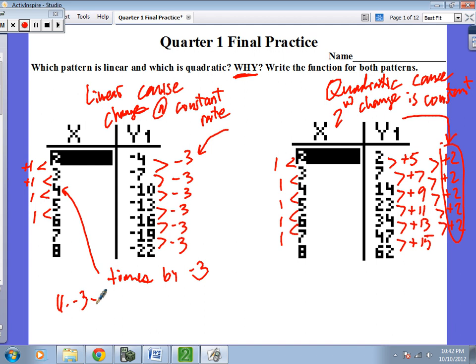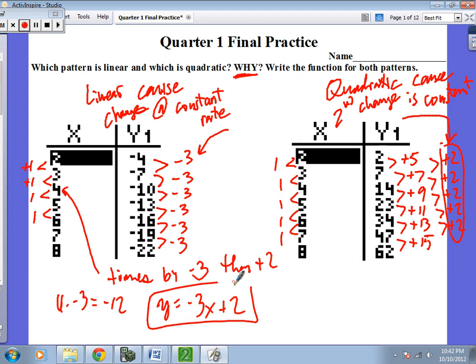4 times -3. Right now I'm at -12. How did I end up at -10? Then I think +2. So test one more to be sure. 2 times by a -3, that's a -6. -6 plus 2 is -4. Yep. My rule is going to be y equals -3x plus 2. So those are not too bad.